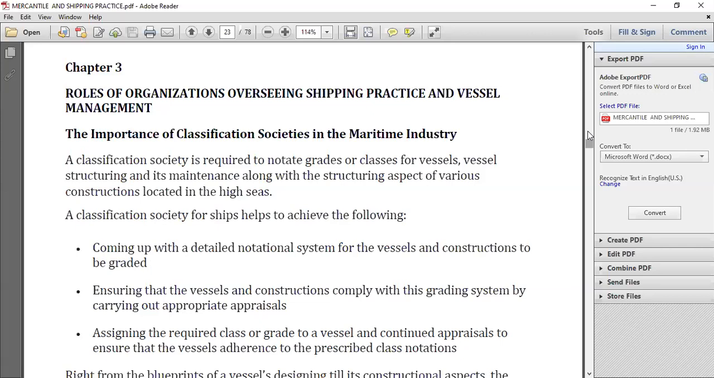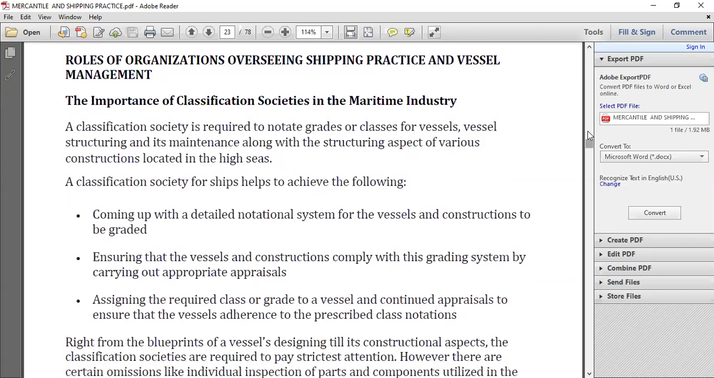It calls for the experts' knowledge, or the experts, to advise on where that mark is supposed to be located on the ship's hull. A classification society is required to notate grades or classes for vessels, vessel structuring, and its maintenance, along with the structuring aspects of various constructions located in the high seas. A classification society for ships helps to achieve the following.